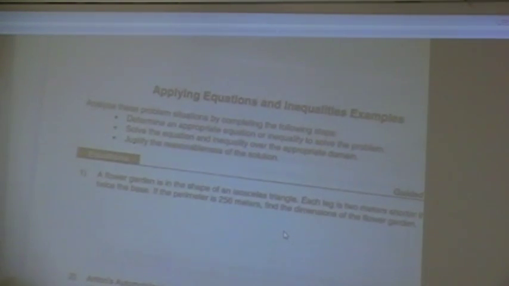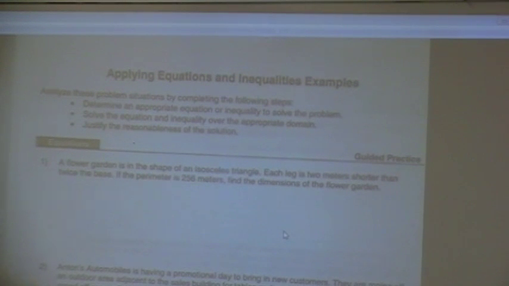So here we go. Analyze the problem situations by completing the following steps. First, determine an appropriate equation or an inequality. Then solve the equation or inequality over the appropriate domain. And justify the reasonableness of your solution. Okay, so here we go.